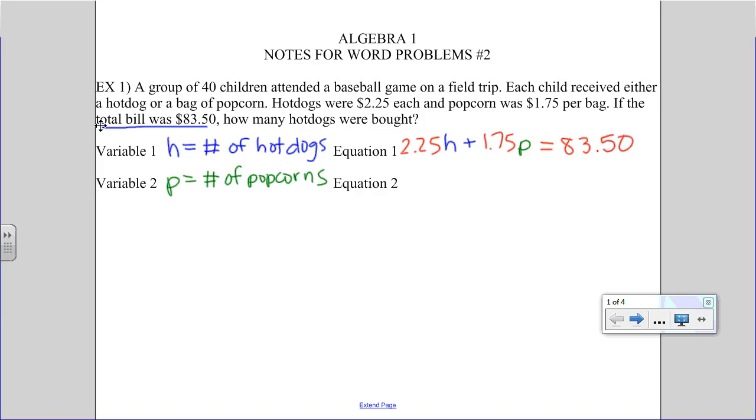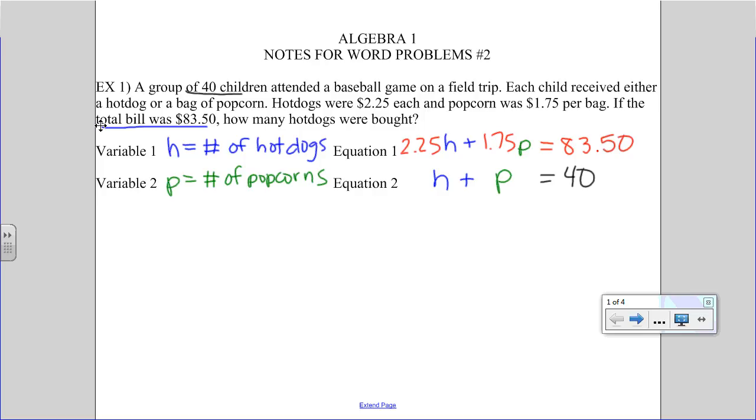So this is your other total. And so that total comes from the number of hot dogs plus the number of popcorns. Number of hot dogs plus number of popcorns equals number of items. It still follows that same pattern of money plus money equals money. Number plus number equals number.